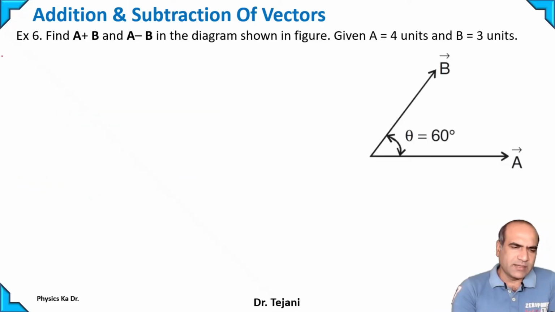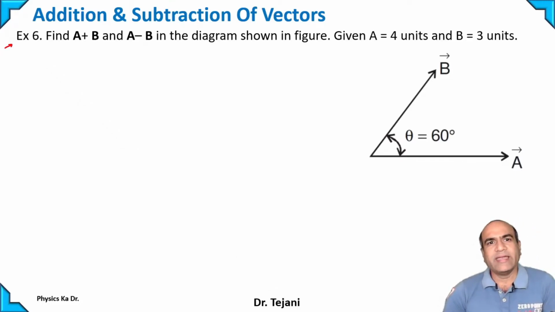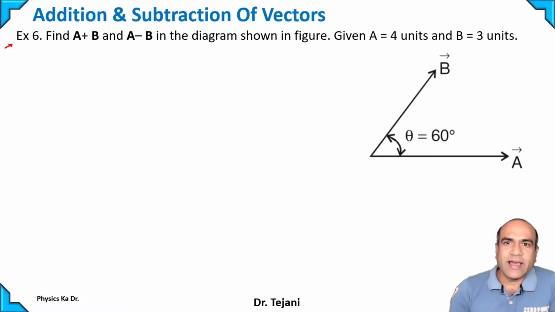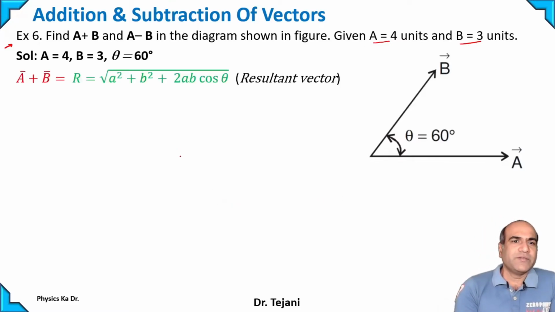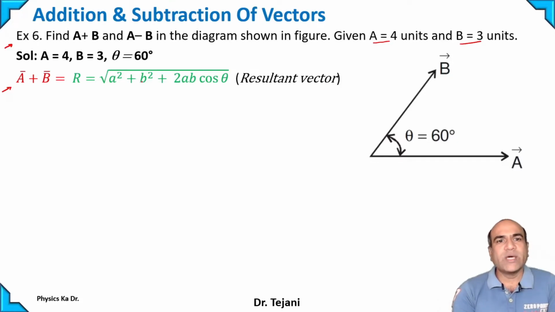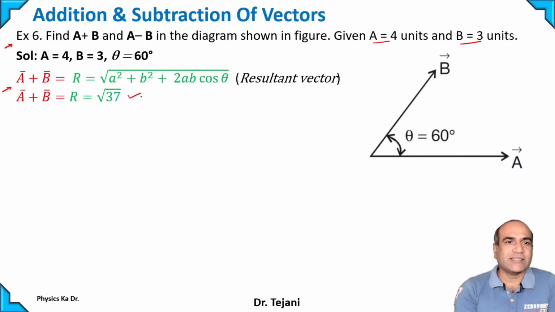Let's have another example, example number 6. Find A plus B and A minus B in the diagram shown in the figure. Given A is equal to 4, B is equal to 3, and theta is 60 degrees. Very simple. We just need to put in the basic equation: A bar plus B bar, that is the resultant, is under root A square plus B square plus 2AB cos theta. Put the values here and the answer is root 37. Very simple.